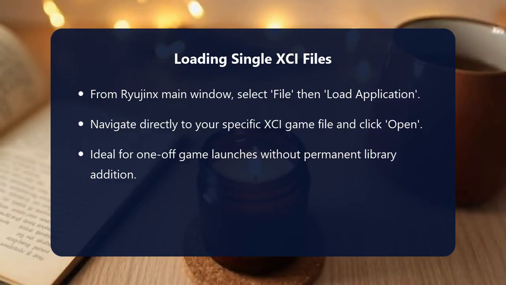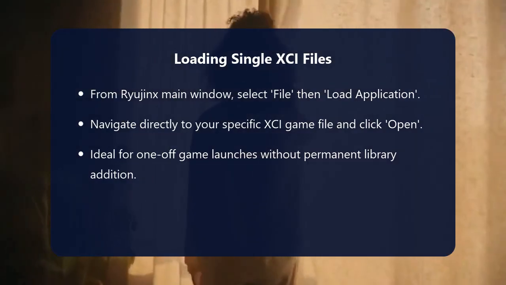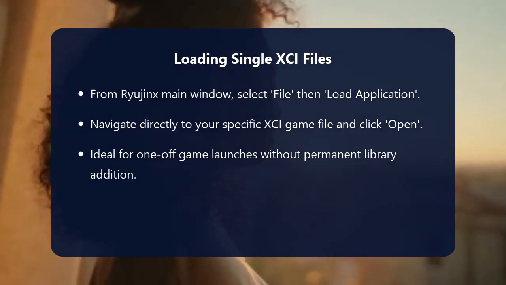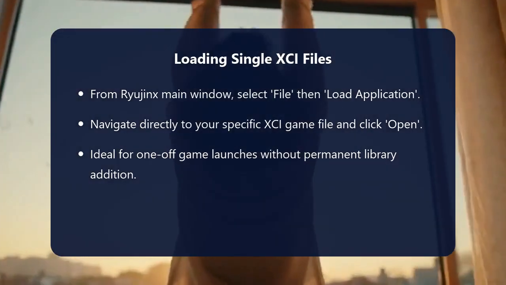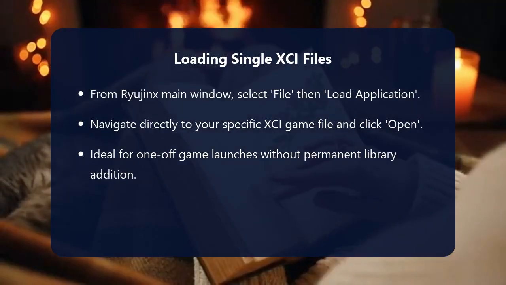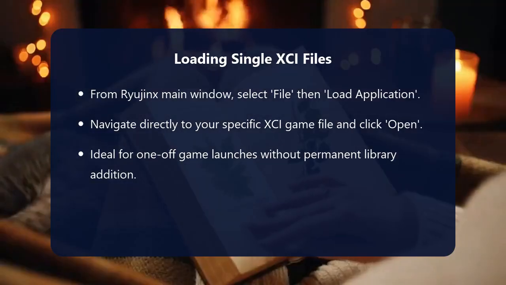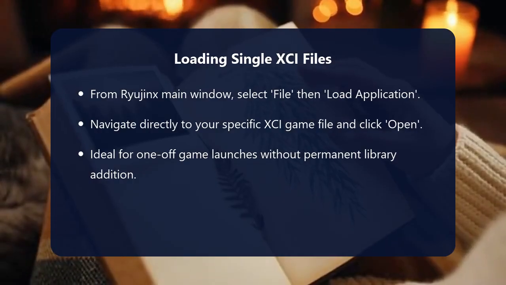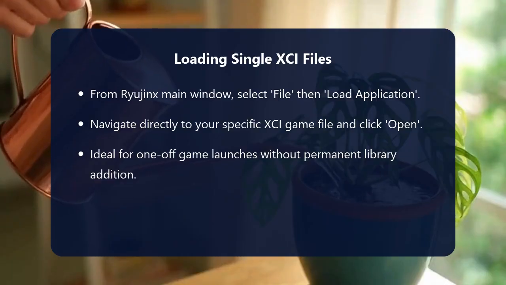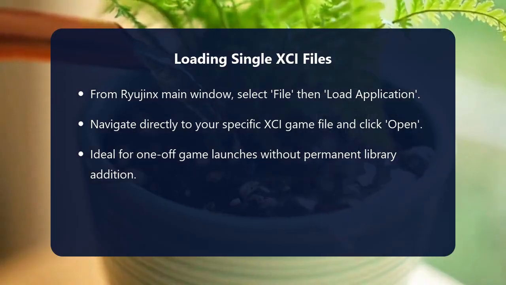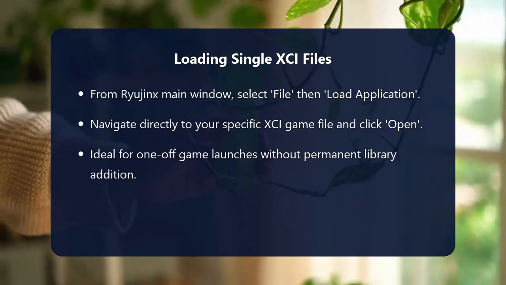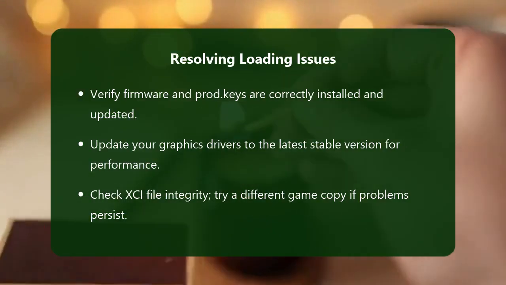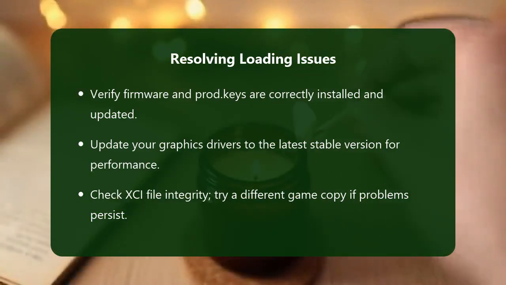The second method is ideal for loading a single XCI file directly, or if you prefer not to add a permanent games directory. From the Ryujinx main window, go to File in the top menu bar, and then select Load Application or Load Game. A File Explorer window will pop up. Navigate to the location of your XCI file, select it, and click Open. Ryujinx will then attempt to load and launch the game directly. If the game loads successfully, it might appear in your recently played list, but it won't be permanently added to your main game list unless its containing folder is part of your specified game directories.